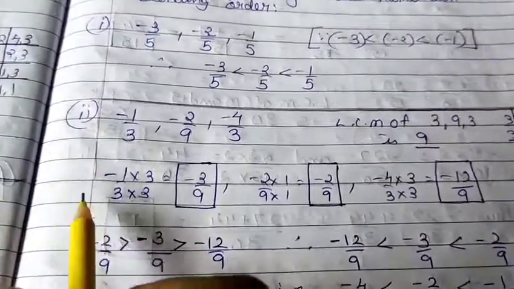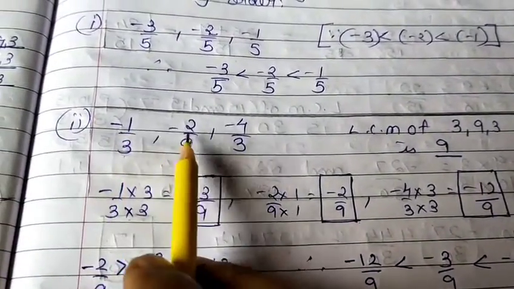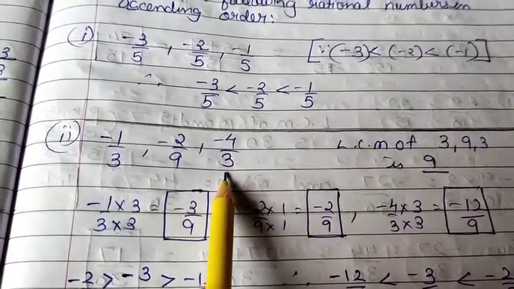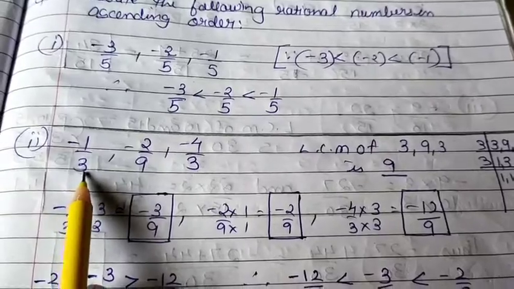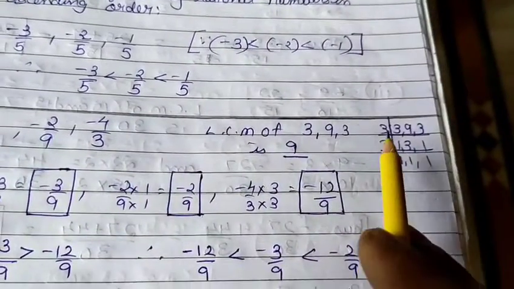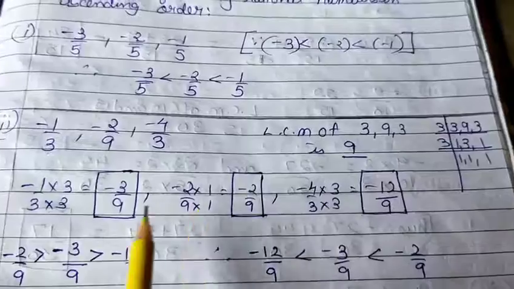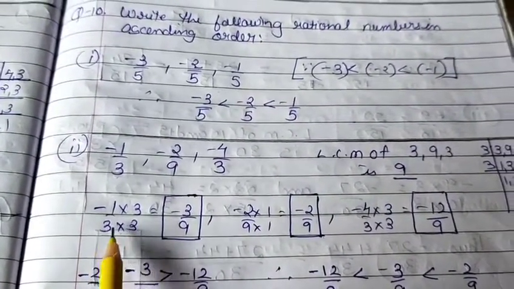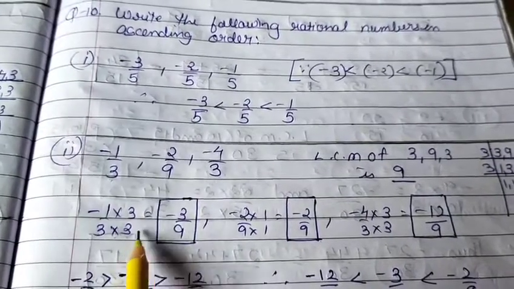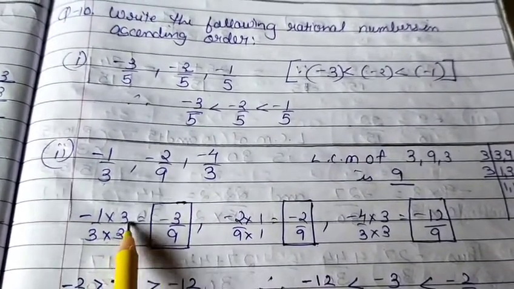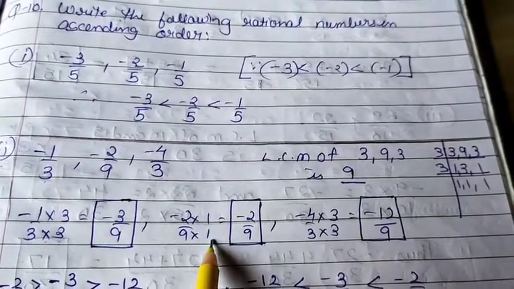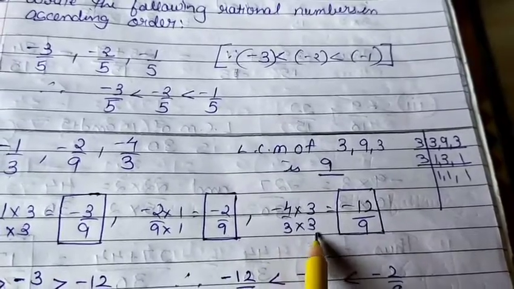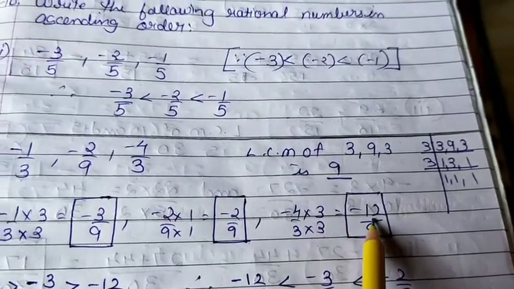Now the next one is negative 1 by 3, negative 2 by 9 and negative 4 by 3. All are negative but their denominators are not the same. So equalize the denominators by finding the LCM of 3, 9 and 3. The LCM of 3, 9 and 3 is 9 only. So 3 should be multiplied by 3 to get 9. 3 3s are 9. So negative 1 multiplied by 3 is negative 3. Then 9 should be multiplied by 1 to get 9, so negative 2 multiplied by 1 is negative 2. 3 should be multiplied by 3 to get 9, so negative 4 multiplied by 3 is negative 12.